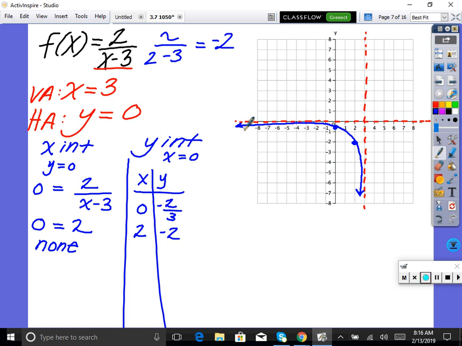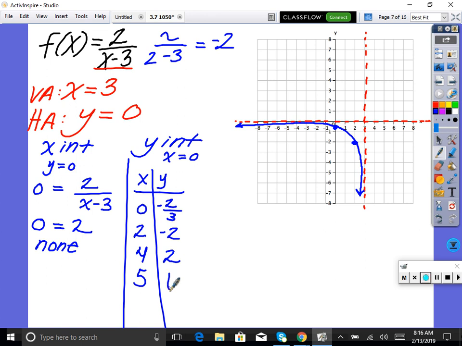Okay, now here's the thing, guys. You have to plot points on all sides. Now we know our domain is everything except 3. So do you guys see we need to keep going? There's graph over here. So we would say, well, let's plot another point. Like let's plug in 4 and plug in 5. Everybody, somebody do 4, somebody do 5. So 4 is 2. 5 is 1.